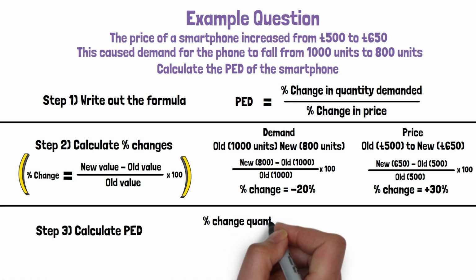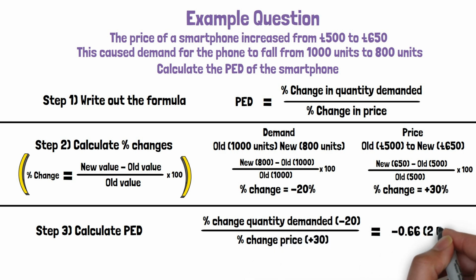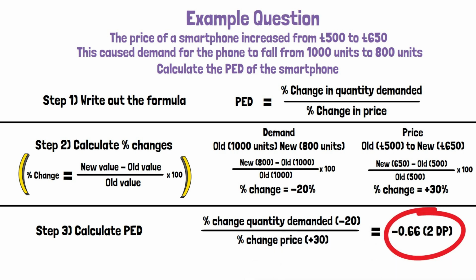Now we have the percentage change values, the last step is to put them into the PED formula. So that's negative 20 divided by 30, and that gives us an answer of 0.66 to 2 decimal places.